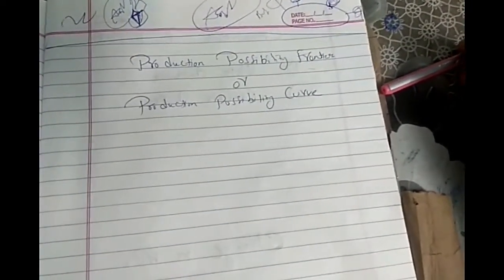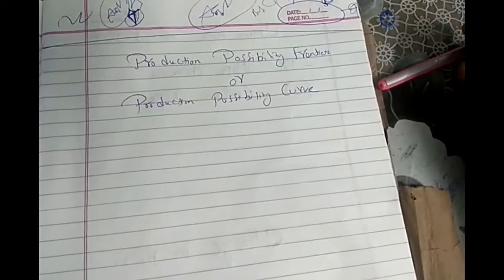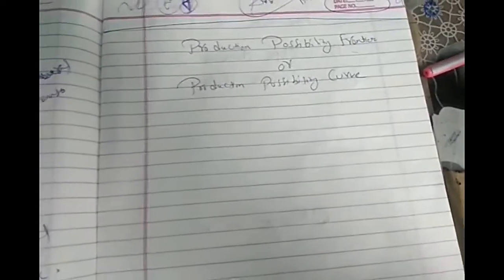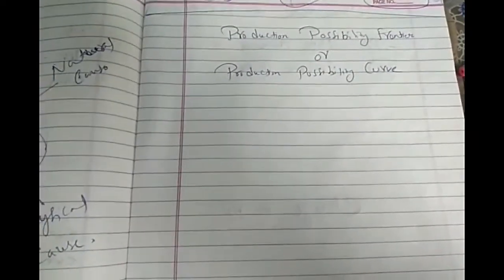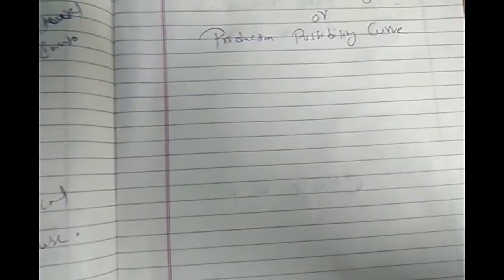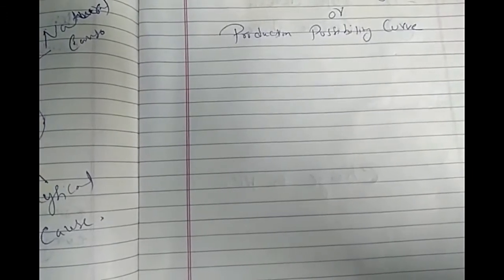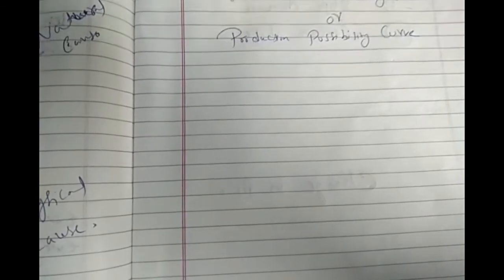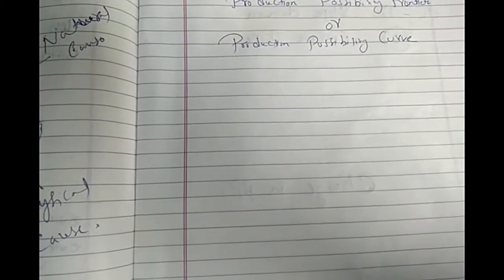Now the next topic is the production possibility frontier or production possibility curve. As you know, the economy has limited resources, and with those limited resources, all the needs and wants are not going to be satisfied. So because of that, we have to take the decision of making a choice to utilize the goods for satisfying our needs and wants that will give maximum satisfaction.